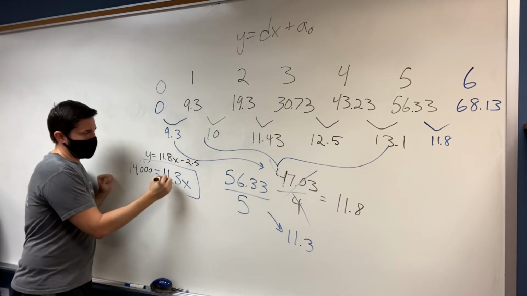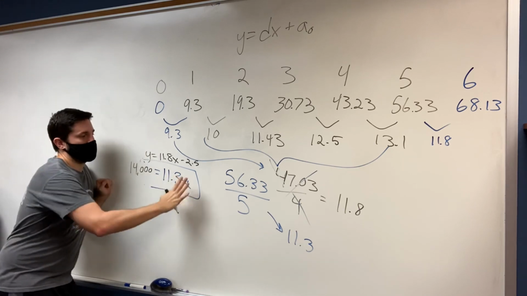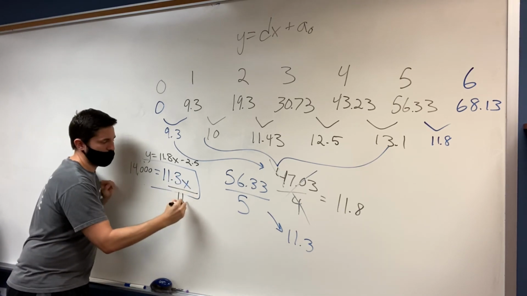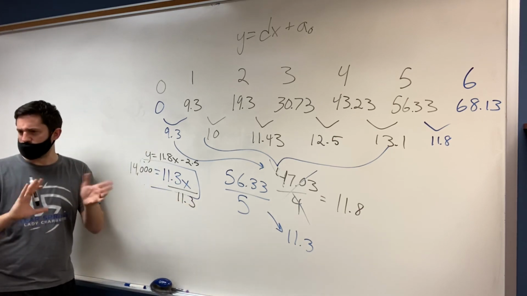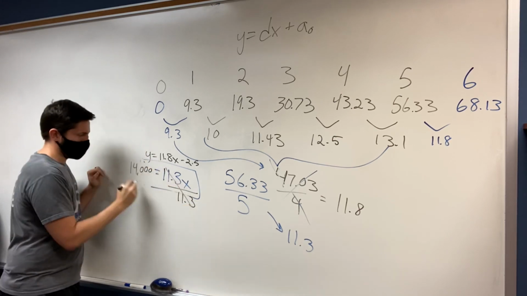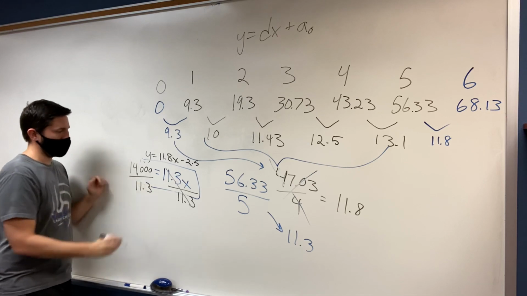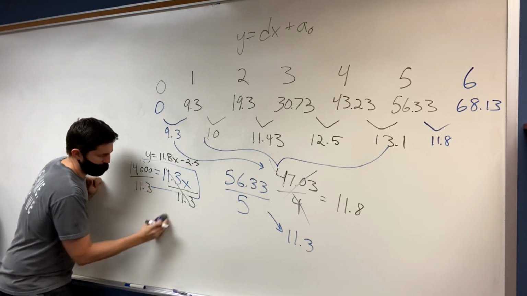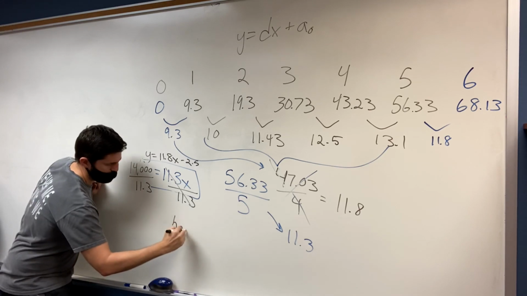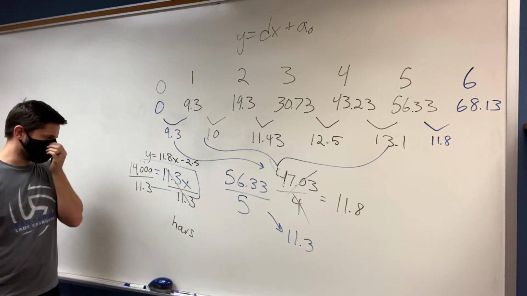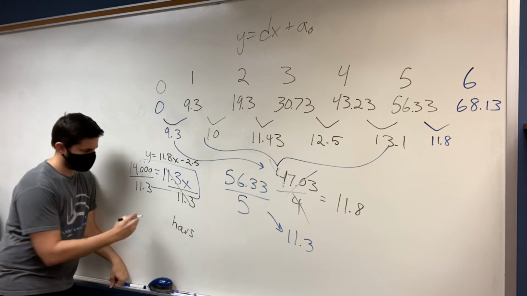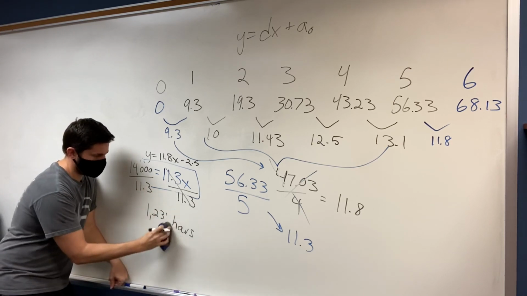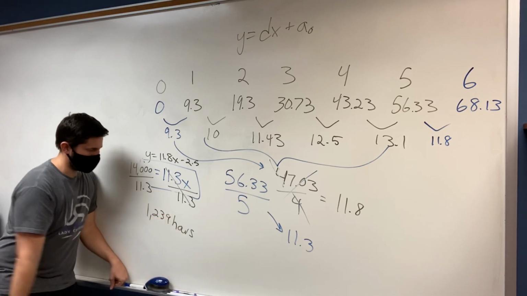So I have 11.3 times X. How would I get rid of that 11.3? Divide by 11.3, right? Multiplying and dividing are opposites, so I cancel those out. I divide by 11.3, and bingo, bango. How many hours? 14,000 divided by 11.3 is 1,238.9. We'll just say 1,239 because you got to work that last bit, right?